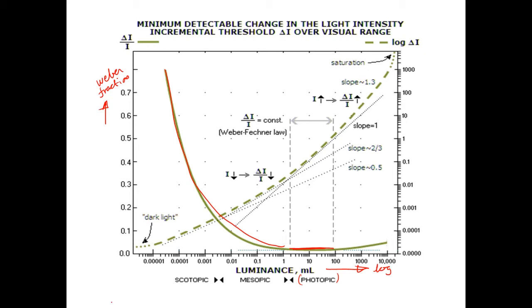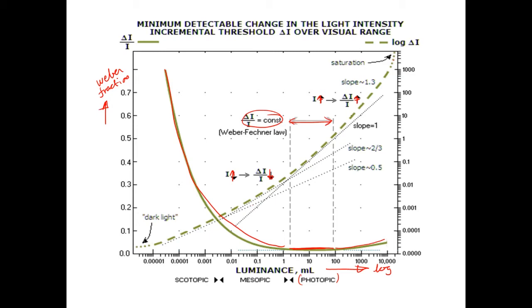After this region, you can see that the fraction starts increasing. So this is a small range in which it is constant, and below this range, as I increases, del I by I decreases. And after this region, when I is increasing, del I by I is also increasing.